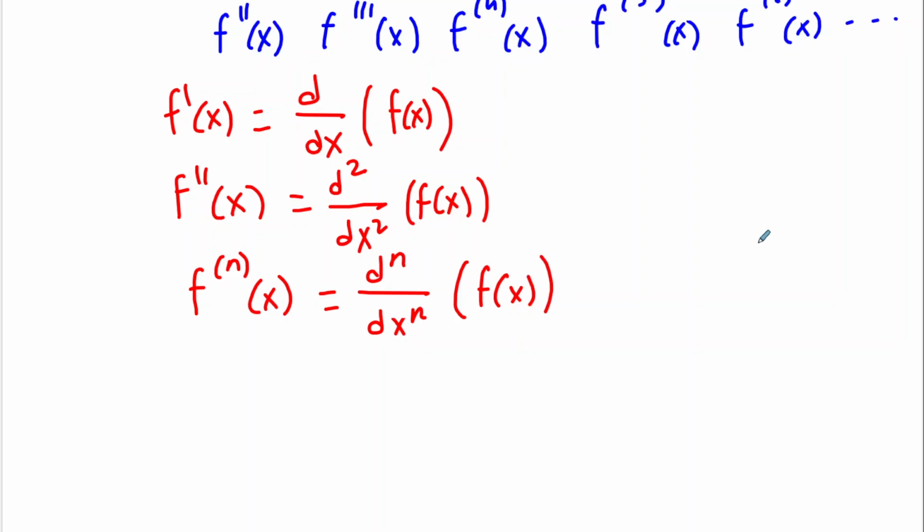Or again, if y equals f of x, it can be d squared if you're doing the derivative twice, d^n y over dx^n. One common misconception here is that this d and this x, x is a variable, but this d is not like d times x.